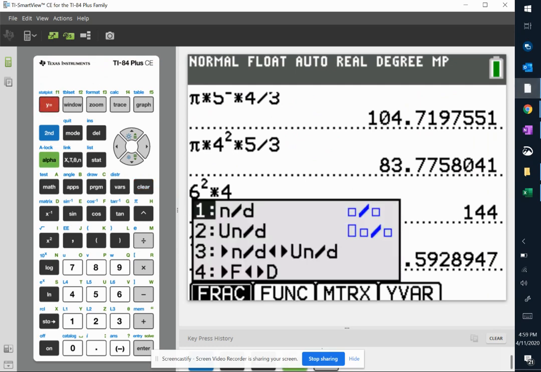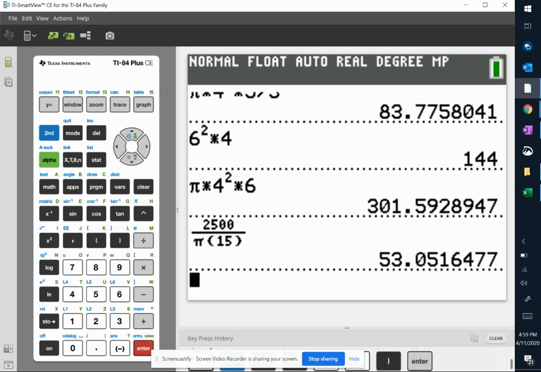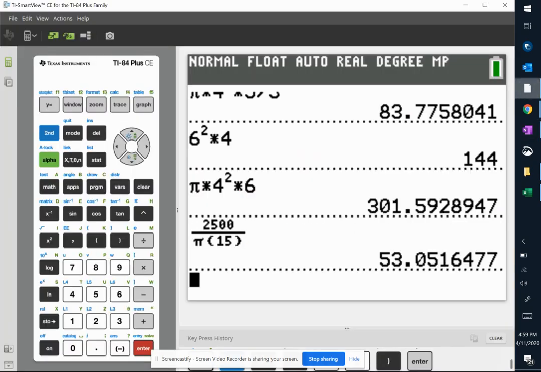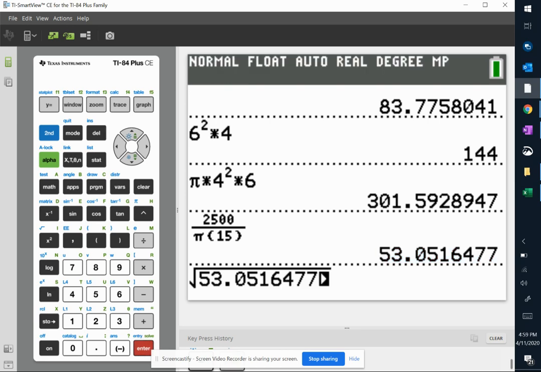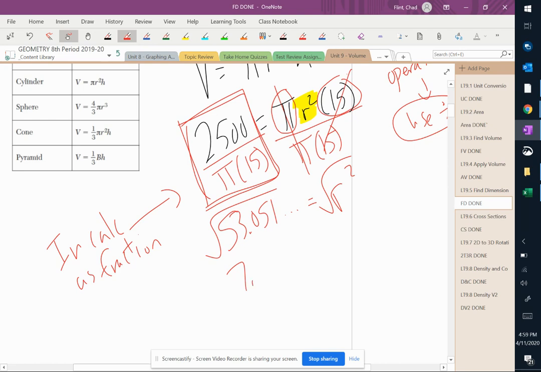We're going to say alpha y equals, to get the fraction, 2,500 on top. On the bottom, we're just going to type in pi, and then I can use parentheses or times 15, and hit enter. And it's going to give me 53.051, and that's going to be equal to r squared. Now, sometimes I'll be done, sometimes I won't be done. In this case, I have to get rid of a square, which means take a square root. So I go back to my calculator, square root of that answer. It means my radius would be 7.283 because I took the square root. So 7.283 equals the radius.